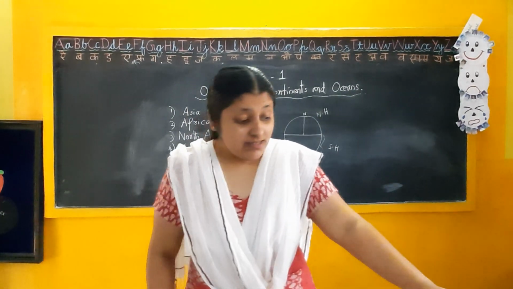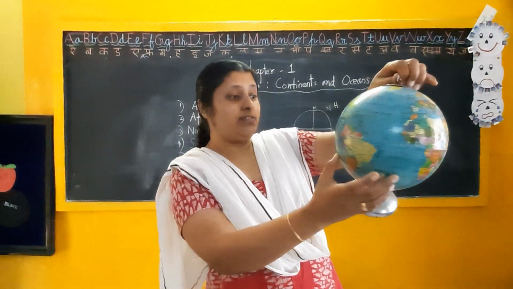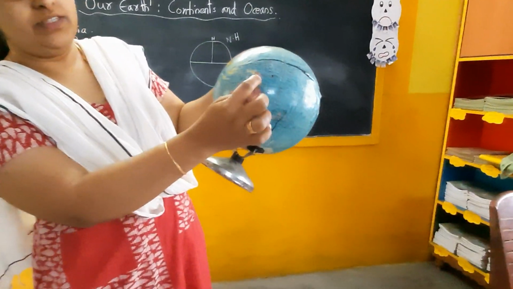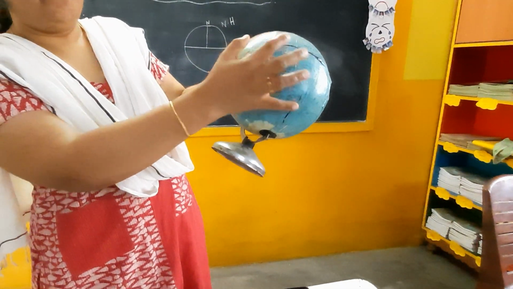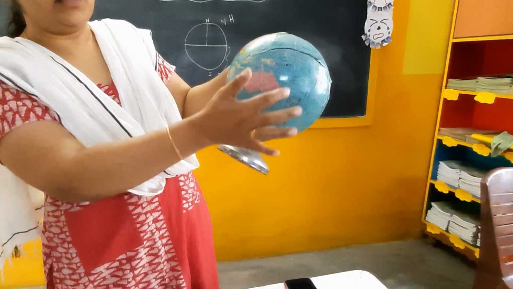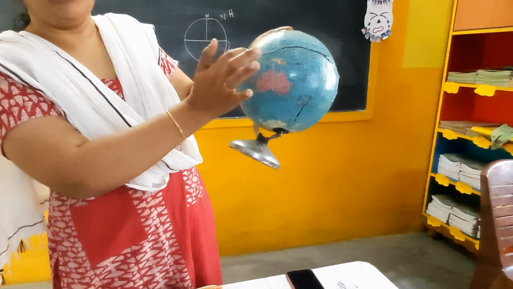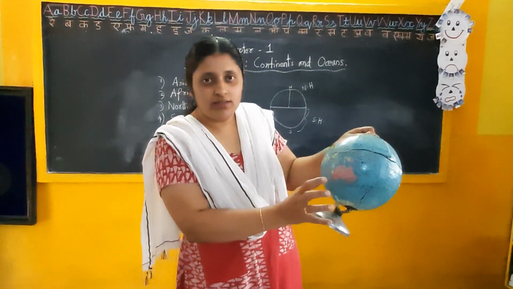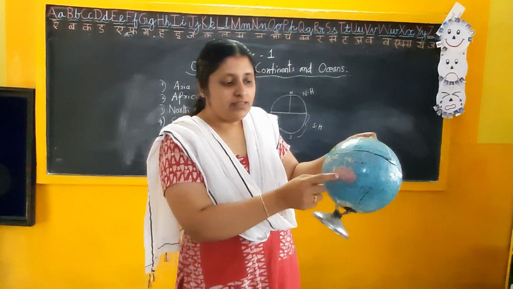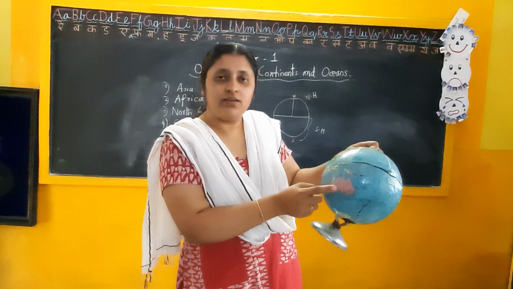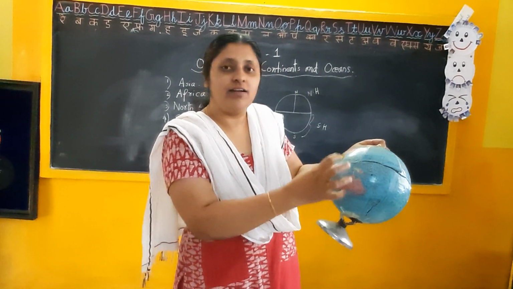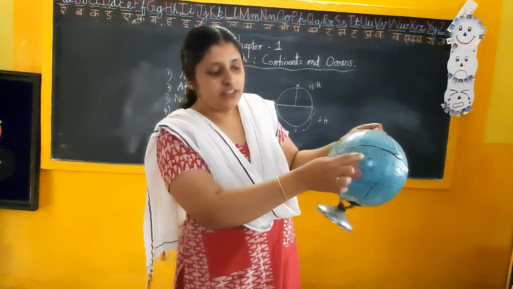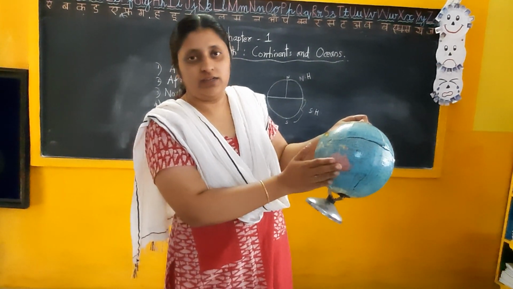Now we can see where Australia is. Here, this one. This is our Australia, and everywhere it is water, isn't it? All the sides are water here. It is the smallest continent in the world. And one more thing is that it is a country too. It is a continent also, and it is a small country also. So all four sides are covered with water here.